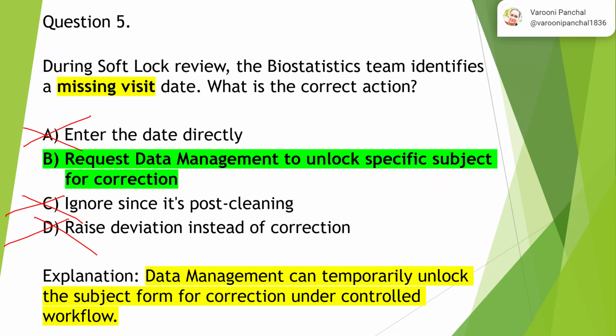So the correct answer is request data management to unlock the specific subject for correction. So the correct answer is B. Data management can temporarily unlock the subject form for correction under a controlled workflow, provided you have a valid reason. Now, if this missing visit date affects the statistical analysis and is an important factor to be included in the efficacy analysis, then in those scenarios, where there is a correct and rational reason, it can be unlocked.